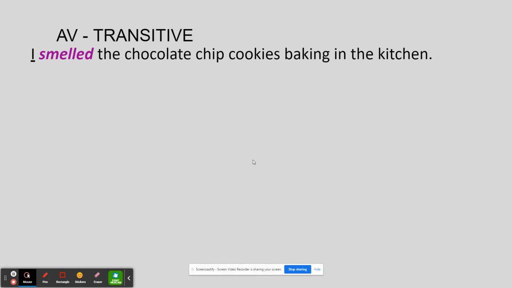So in this example, I smelled the chocolate chip cookies. I is the subject, and smelled is what I am doing, therefore it's an action verb. And then to know if it's transitive or intransitive, I smelled what? Well, I smelled the cookies, therefore it's transitive because the action goes into a direct object.